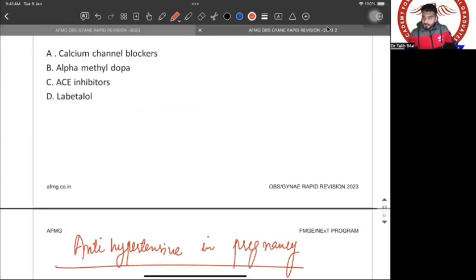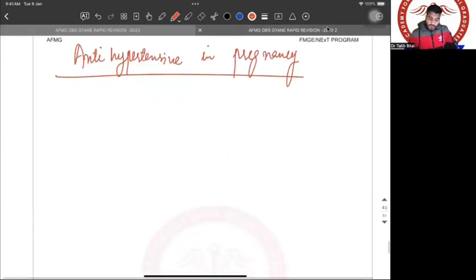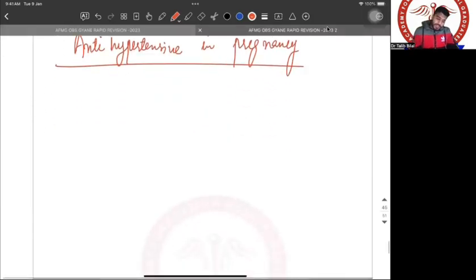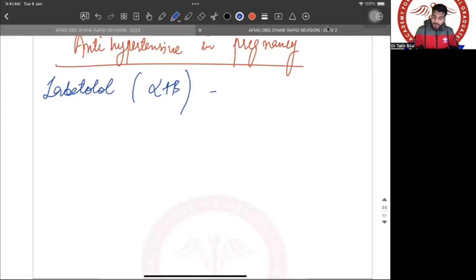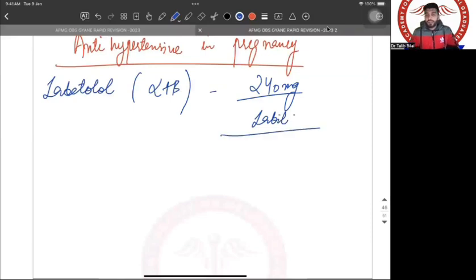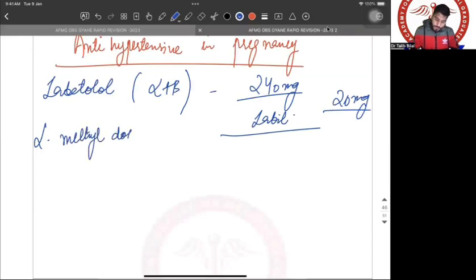Okay, so now if we talk about the drugs, the first line drugs that we have, my dear students, first is labetalol. Labetalol is an alpha plus beta blocker. You can give up to 240 mg, guys. It comes with a trade name, Labebet. Whenever you see anyone having increased blood pressure, prescribe 20 mg labetalol. कुछ नहीं होगा उससे, ठीक है? Labetalol. Okay. The second drug is alpha methyldopa.